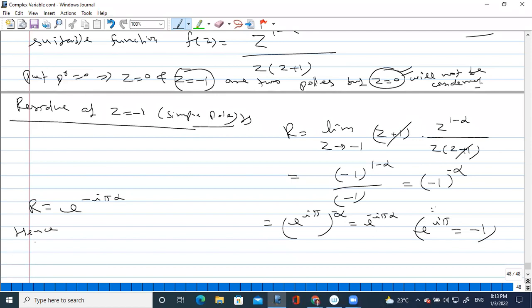Hence the integral will be 2 pi i divided by 1 minus e to the power 2 pi i into (1 minus alpha), into the summation of residues, which means e to the power minus i pi alpha. This will be the answer. So now we can simplify it. This e to the power minus i pi alpha, you can take it in the denominator. So then we have to see.